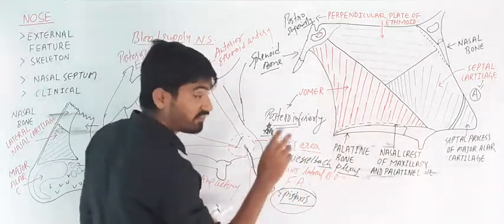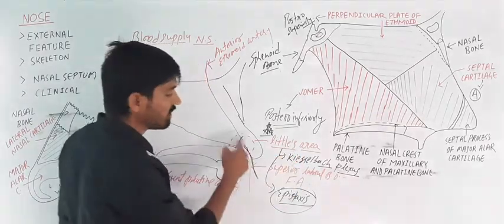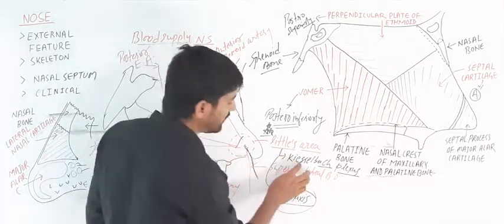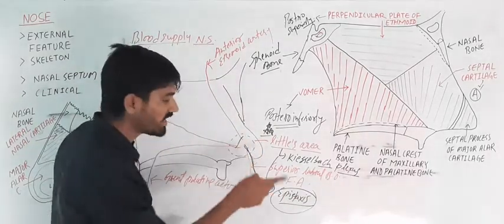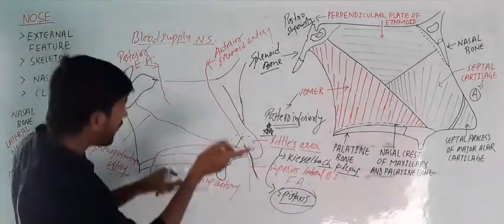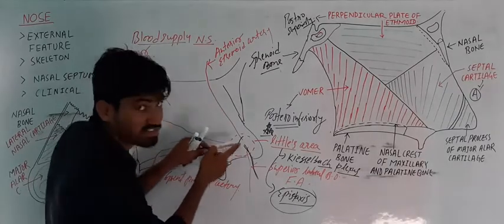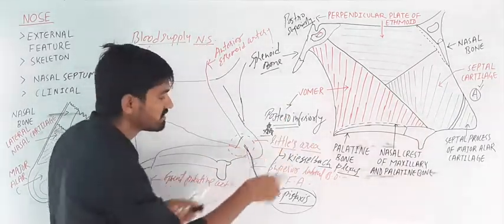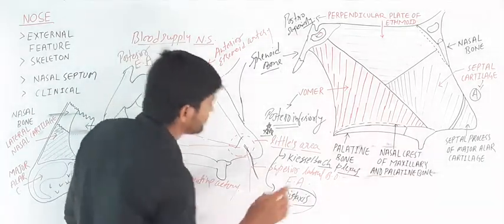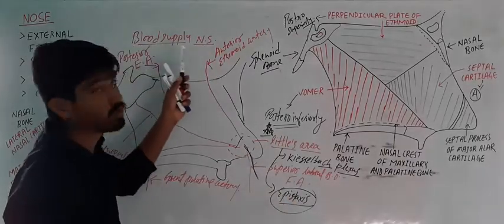If the examiner asks about Little's area, you have to write whatever I said. What is the Kesselbach plexus? Same thing. And what is epistaxis? If you want to write epistaxis, you have to draw this diagram. You have to show that this is a very heavy vascular area. Little's area is there, and if Little's area gets damaged, bleeding will occur. That is called epistaxis. So this is about the blood supply of the nasal septum.